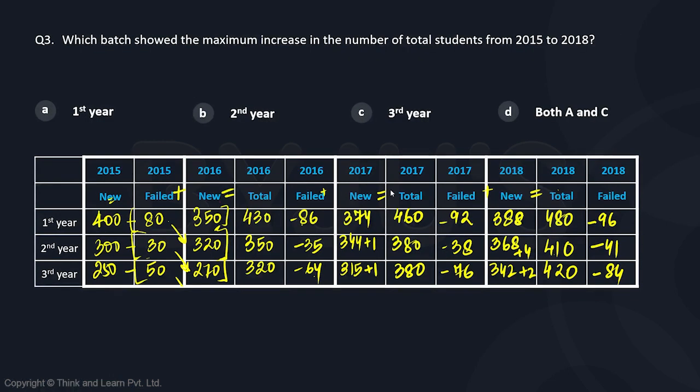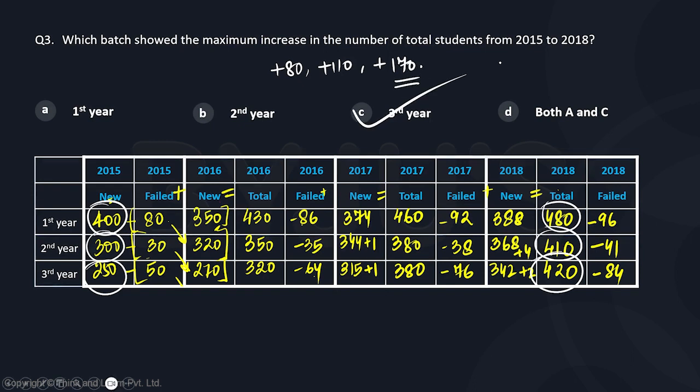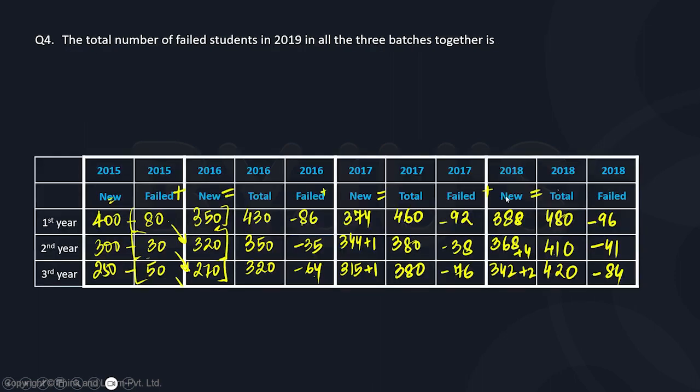Question number 3. Which batch showed the maximum increase in the number of total students from 2015 to 2018? If you look at first year, it has been from 400 to 480, which is an increase of 80. If you look at the second year, it has been from 300 to 410, which is an increase of 110. If you look at third year, it has been from 250 to 420, which is an increase of 170. So the maximum increase has been for third year. C is the answer.